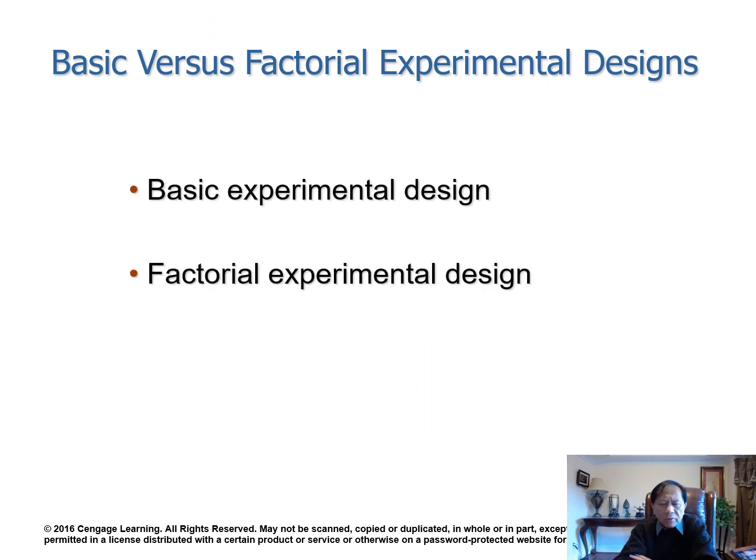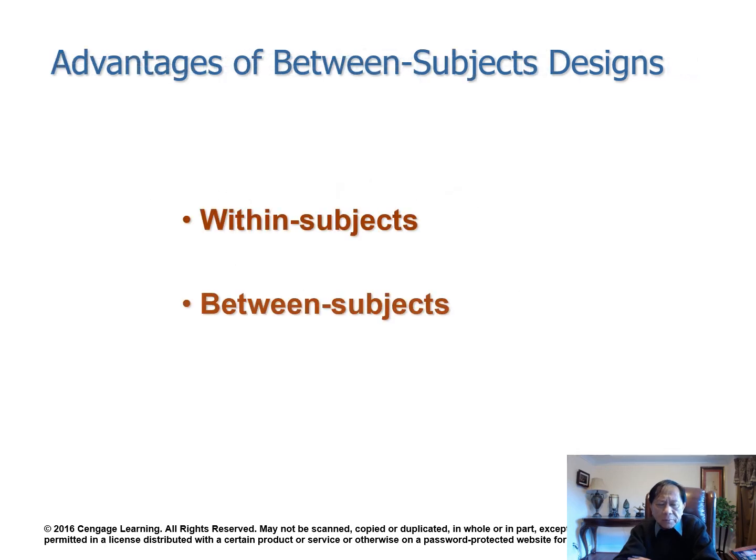Basic experimental design versus factorial design. Okay, we talk about basic design versus factorial design. So you understand that. And within subjects versus between subjects. Within subjects, use the same group of subjects, put them under all different conditions, different treatment levels. Between subject designs, you have only one group of subjects under only one condition or one treatment level. I have different groups of subjects under different treatment groups. That's within and between.